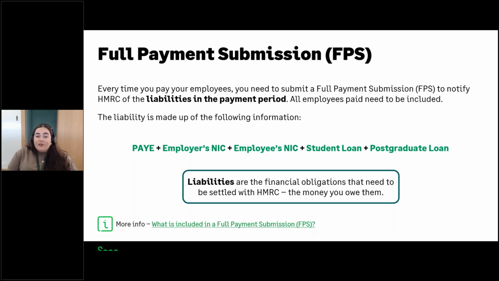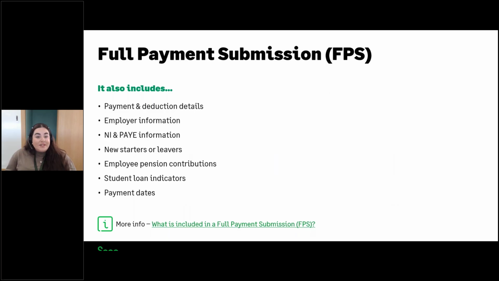But the liability isn't the only thing that makes up the FPS though. It does also include some more information, including payment and deduction details, employer information, tax and national insurance information, new starters and leavers, employee pension contributions, student loan indicators, and payment dates too. So quite a lot of information does make up this submission. And although you normally can't see all of this information going across in the FPS, it is there, it's just been sent across in the background.